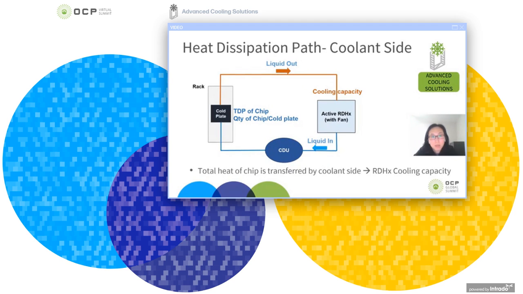Regarding the heat dissipation path at the coolant side, the coolant going through the cold plate in each of the chassis carries the heat from the major heat components such as the CPU and GPU, and then goes through the rear-door heat exchanger, which reduces the temperature, and is pumped through the coolant distribution unit and back to the cold plate, and the cycle continues.